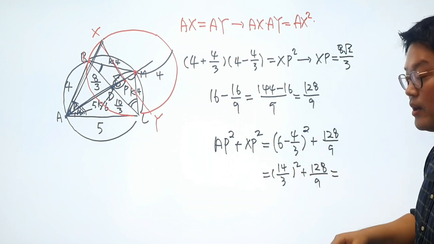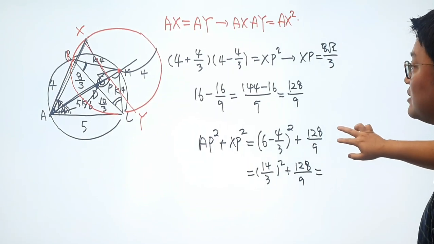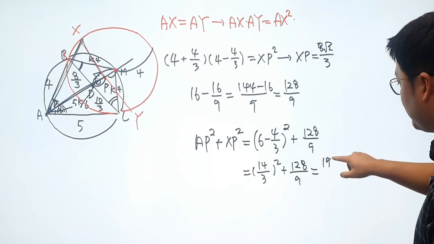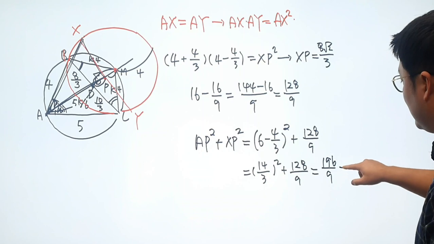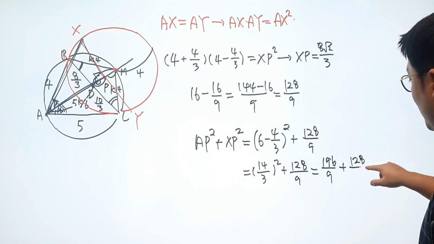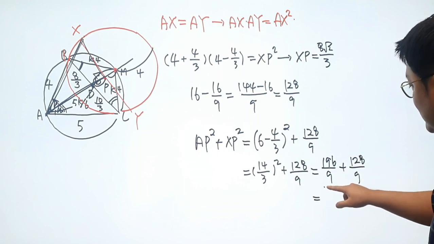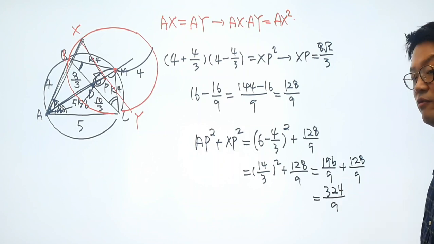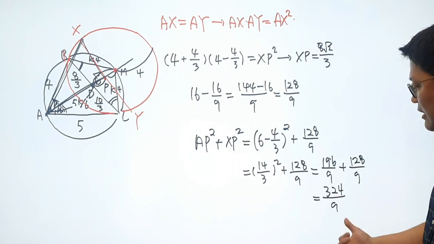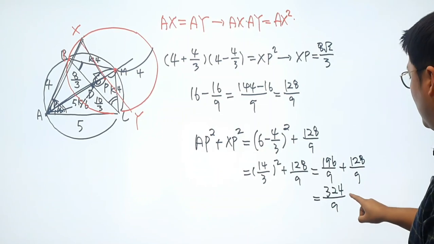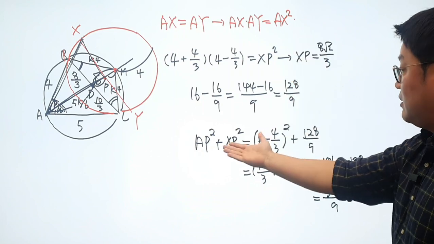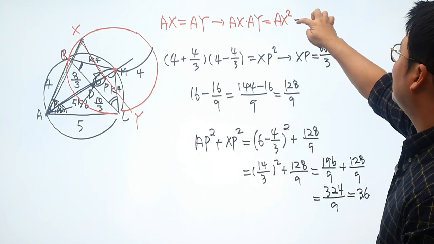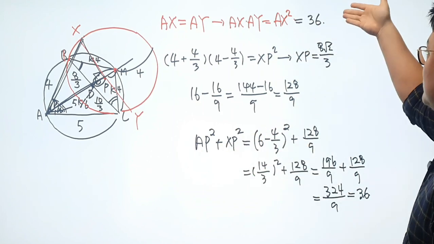So what's 14 squared? 196. So let me move this right here. 196 out there, and that becomes 9, and 128 over 9. And you can check that these are 324 divided by 9. What's 324 divided by 9? That becomes 36. Whoa, so we got 36 out there. We've been looking at AX squared, but that's AX squared. So we got 36, and that shall be the answer.